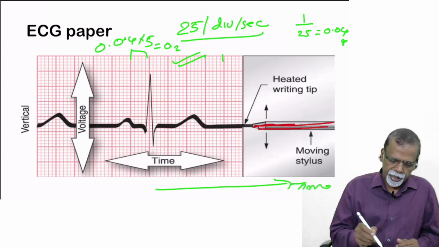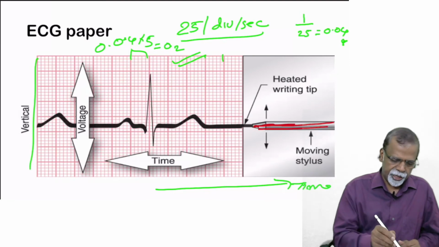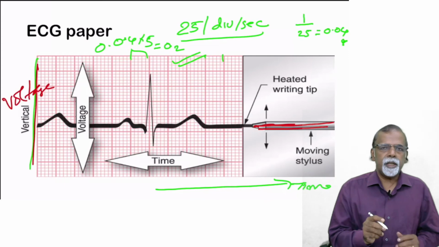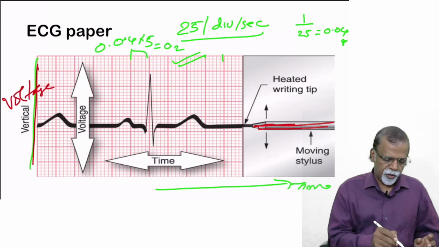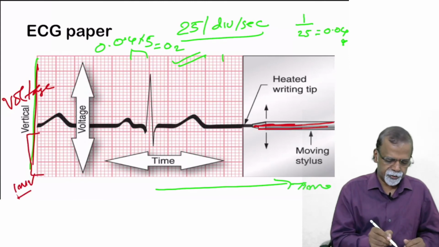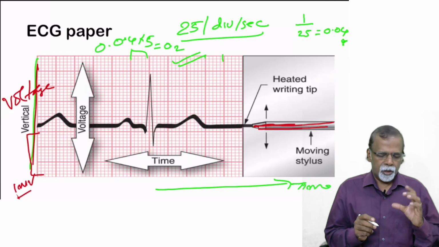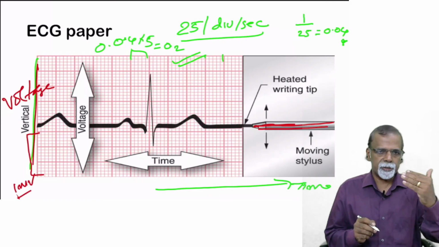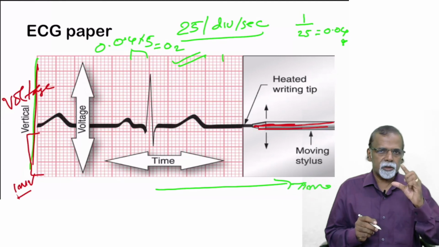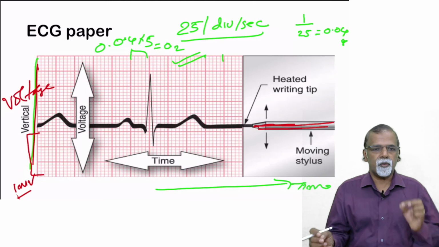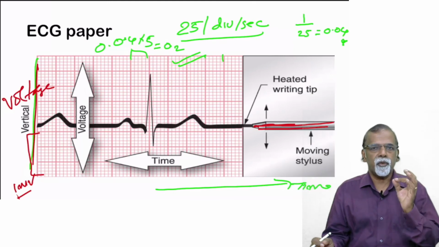And the y-axis is the voltage. In a normal recording, when 1 millivolt of current is applied, this will produce a deflection of 10 millimeters. So the height or the y-axis is the voltage. 1 millivolt produces a deflection of 10 millimeters. So one small division is 0.1 millivolt.